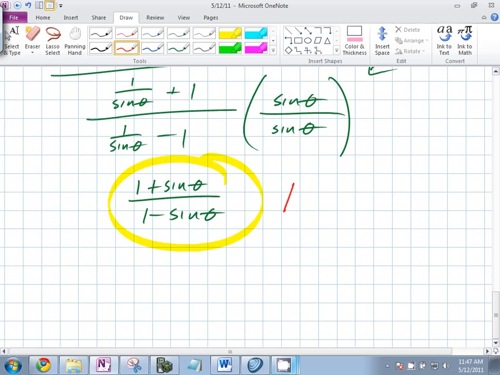Here's the left side. And guess what? We are done. We are totally, totally done. Good.